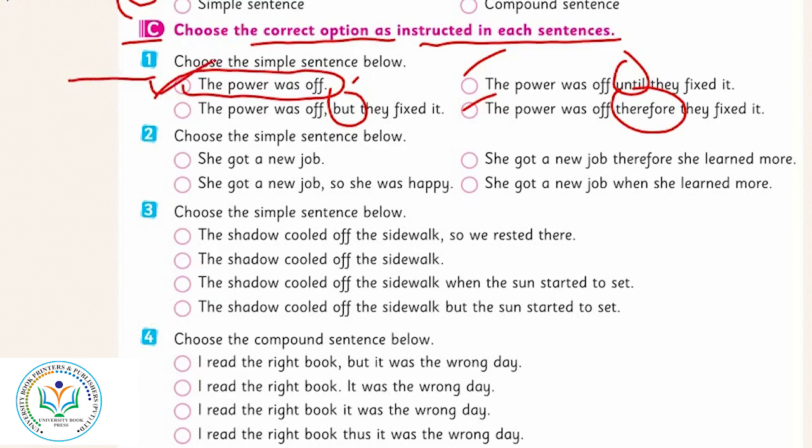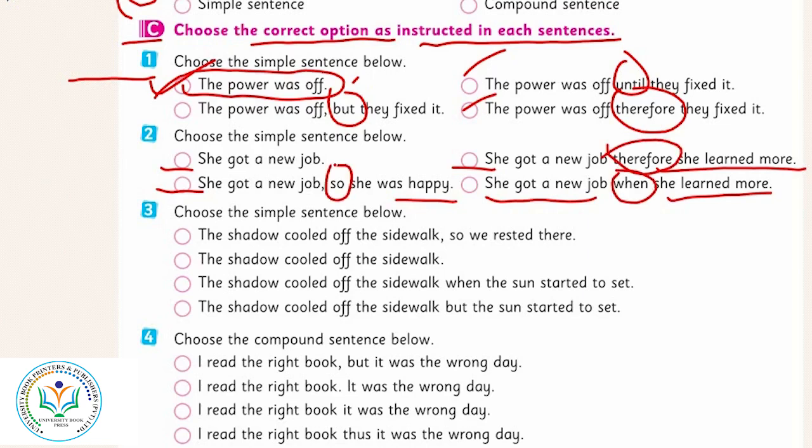Look at the second one. Choose the simple sentence below. Again we have to choose the simple sentence from these options. She got a new job. She got a new job, therefore she learned more. She got a new job, so she was happy. She got a new job and she learned how. We have three coordinating conjunctions here: therefore, and, and so. So the simple sentence is the first one: She got a new job. We have no coordinating conjunction in this sentence, and it is short and simple, so this is the right option.